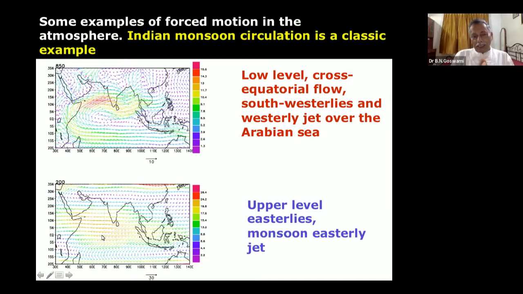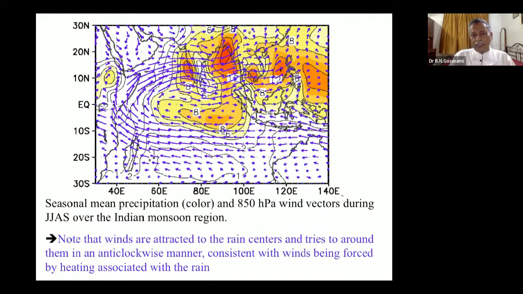So where does this circulation come from? How is it forced? It looks like it is very strongly associated with the heating associated with the rainfall. So here I'm plotting the rainfall pattern during summer and the circulation on top of this. You can see that the circulation is very closely linked with the precipitation maximum.